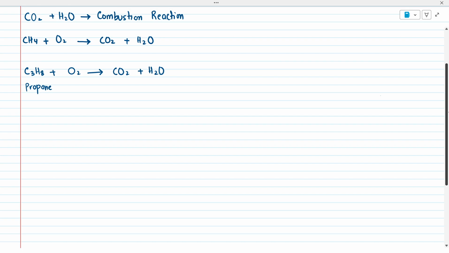So over here on the left hand side we have three carbon atoms present in a propane molecule. So it will produce 3 moles of carbon dioxide gas. 8 hydrogen atoms are present in propane, so it will produce 4 moles of water molecules, since we know that in a water molecule we have 2 hydrogen atoms.